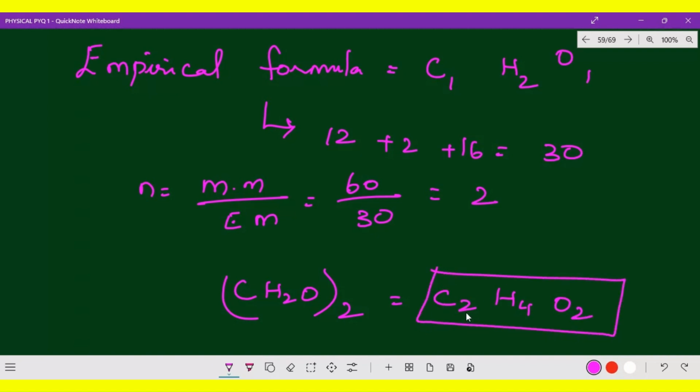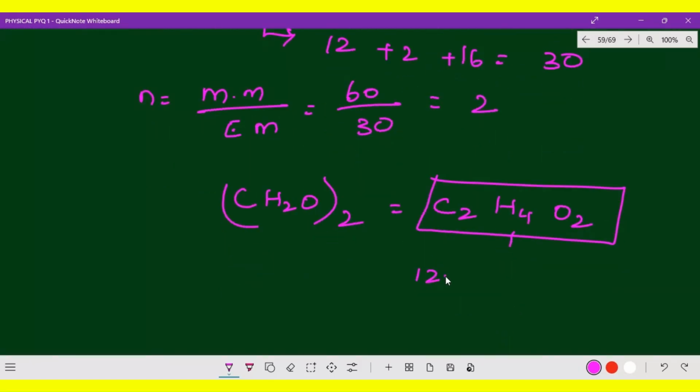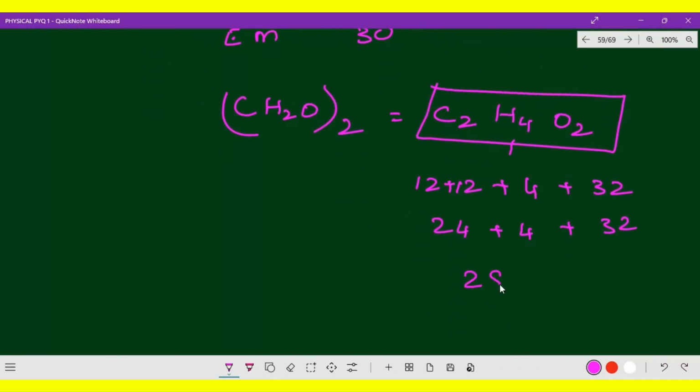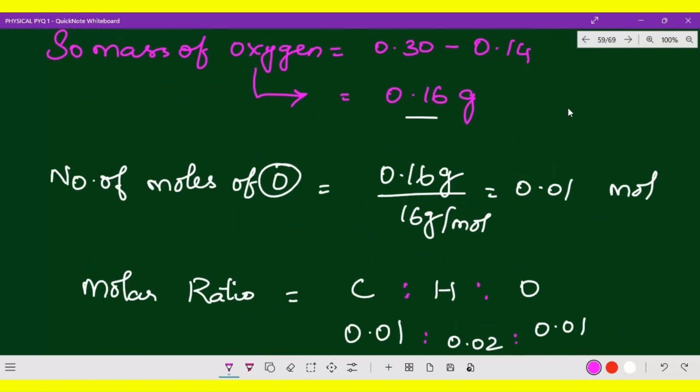The molecular mass has been provided, so let us check if this is correct or not. This is 12 plus 12 plus 4 plus 32, that is 24 plus 4 plus 32, which is 60. They have mentioned 60, so if 1 mole of the compound weighs 60, then the molecular formula is C2H4O2.